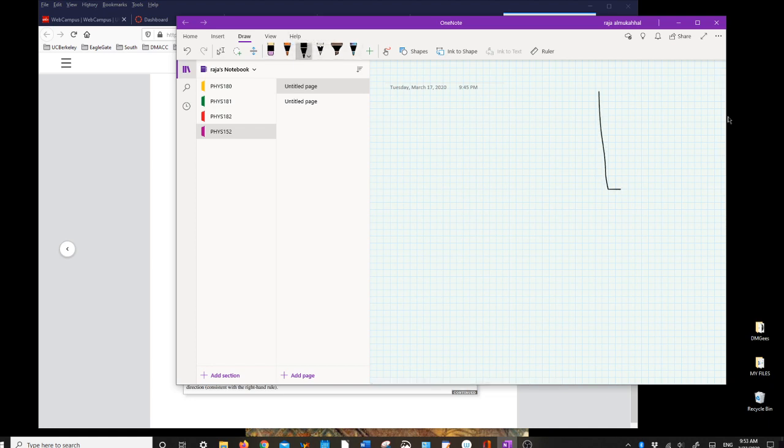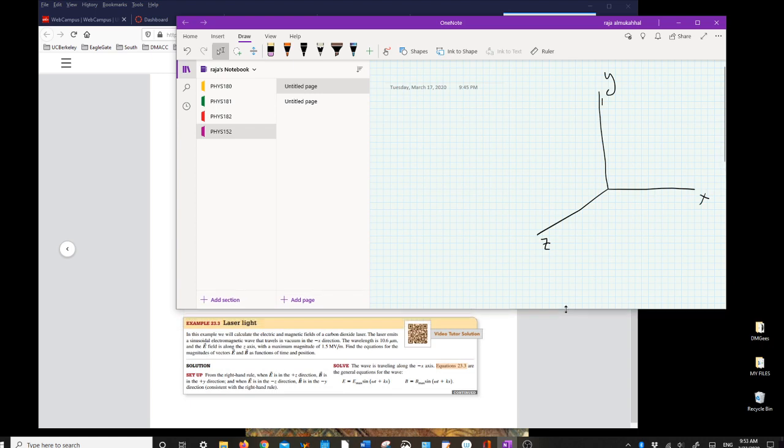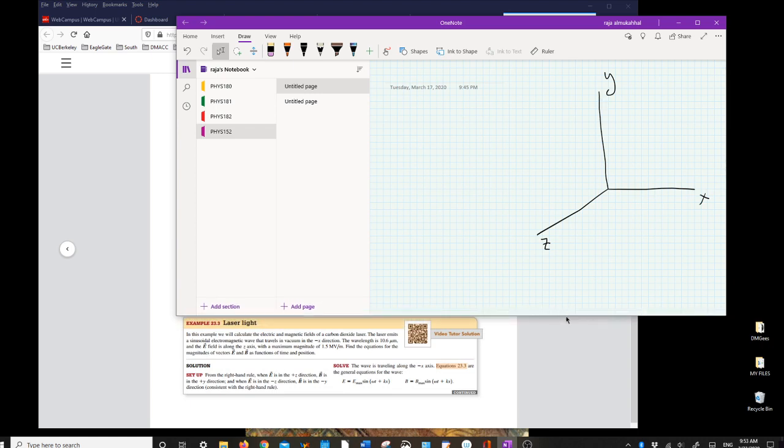Okay, so here is the x, y, z axis. If I make this the z axis, this is x, and this is y right here. Going back to the problem, he says the laser emits a sinusoidal electromagnetic wave that travels in vacuum in the negative x direction. This is the positive x direction, so the negative is going to be this way. So the wave is traveling in this direction.